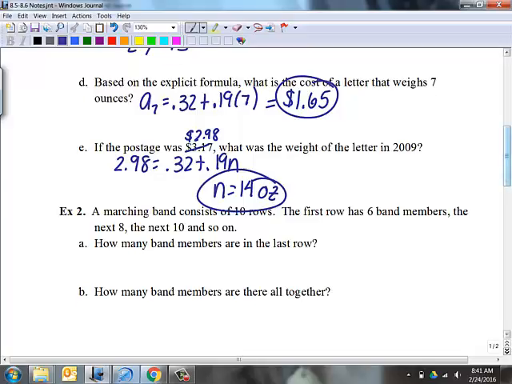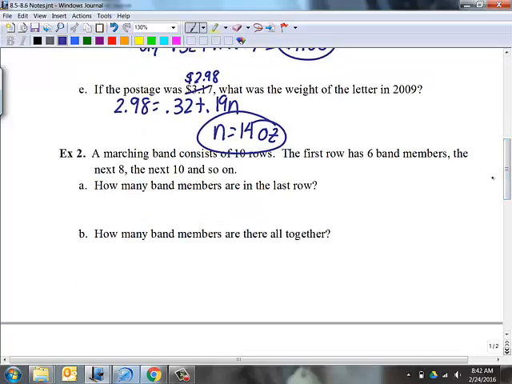Okay, example 2. A marching band consists of 10 rows. The first row has 6 band members, and the next has 8, and the next has 10, and so on. So what does the 10 stand for in this problem? It has 10 rows. N. Good. What does the 6 stand for? A1, because that's the first row. And then A2 would be 8, then A3 would be 10.